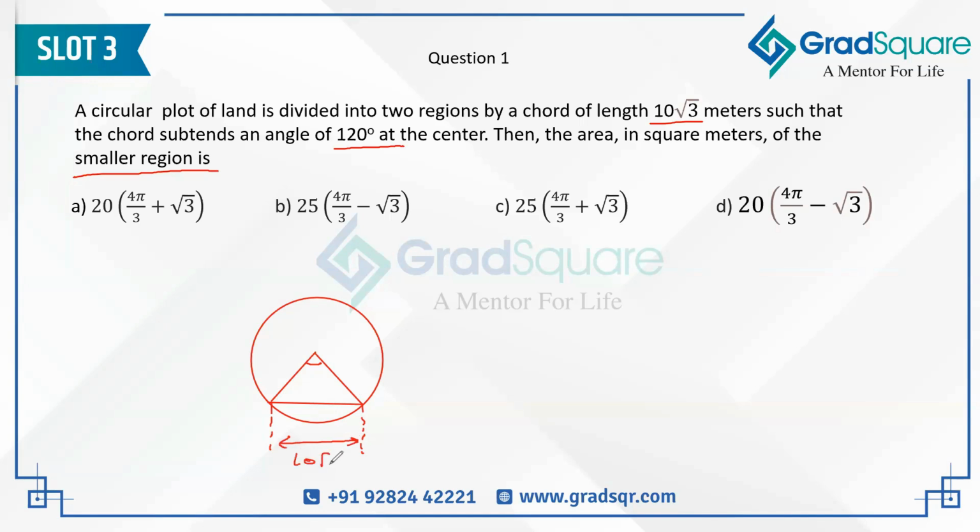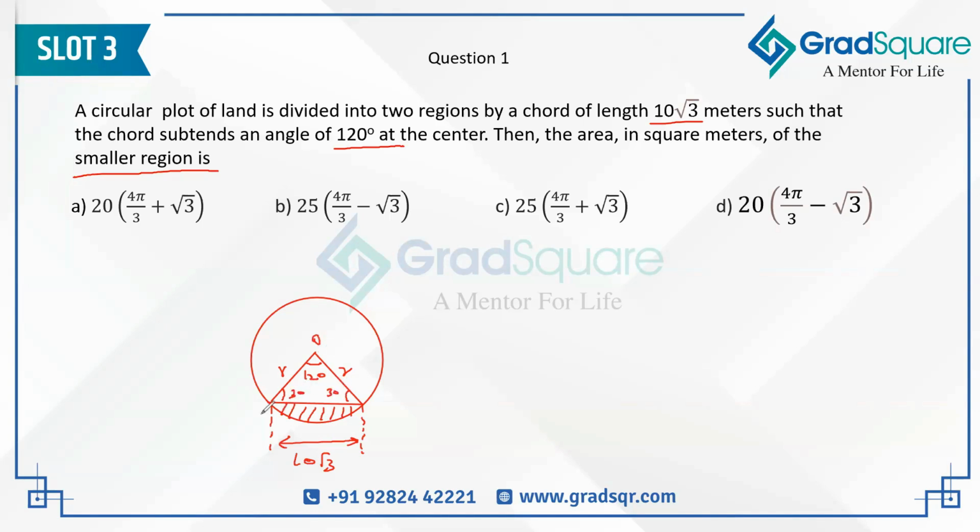Now, they are talking about the smaller region area. That means this is the region that they're talking about, to find out the area of this, right? Now, this length is 10 root 3. This is the radius r. This is the radius r. If this angle is 120 degrees, then these two angles must of course be equal, as these angles are opposite to equal sides of the triangle. Those equal sides are the radii of the circle. So the leftover two angles should sum to 60 degrees. So each of these angles must be 30 degrees.